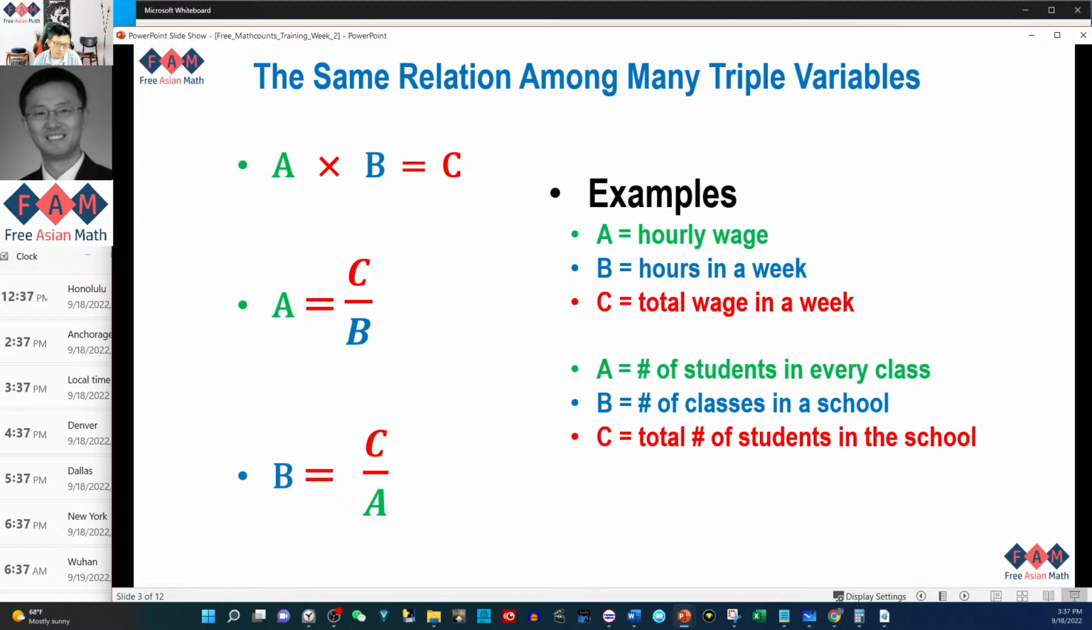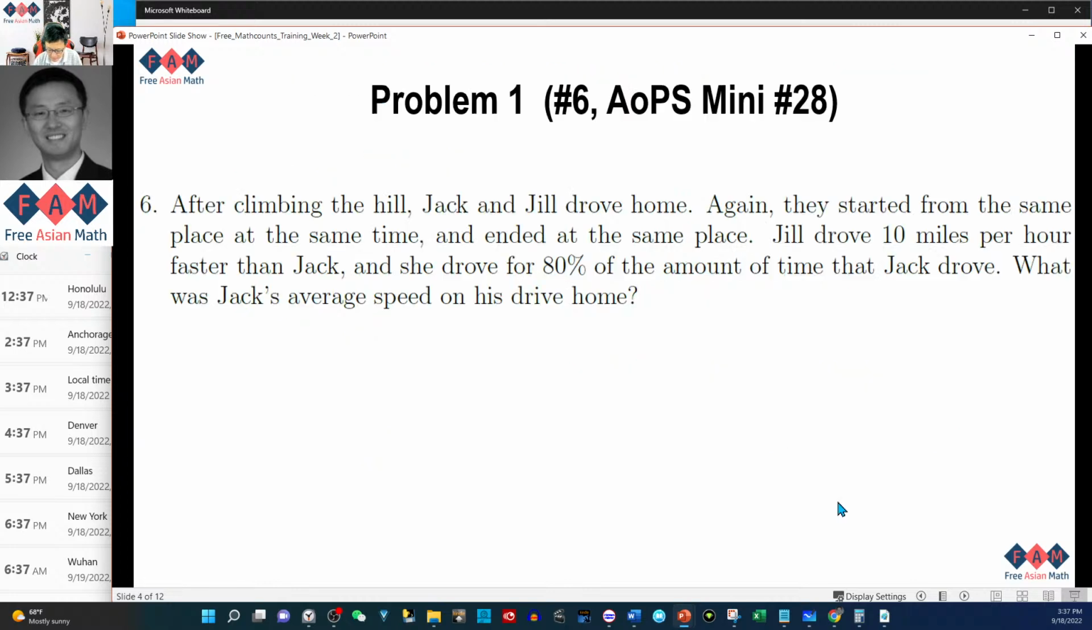And in many word problems, the key is to identify the underlying multiplicative relationship. So that's the big picture, and it's always good to keep the big picture in mind. Don't get too buried in the specific details of a specific problem. Keep your vision. Okay, now let's talk about our first problem.